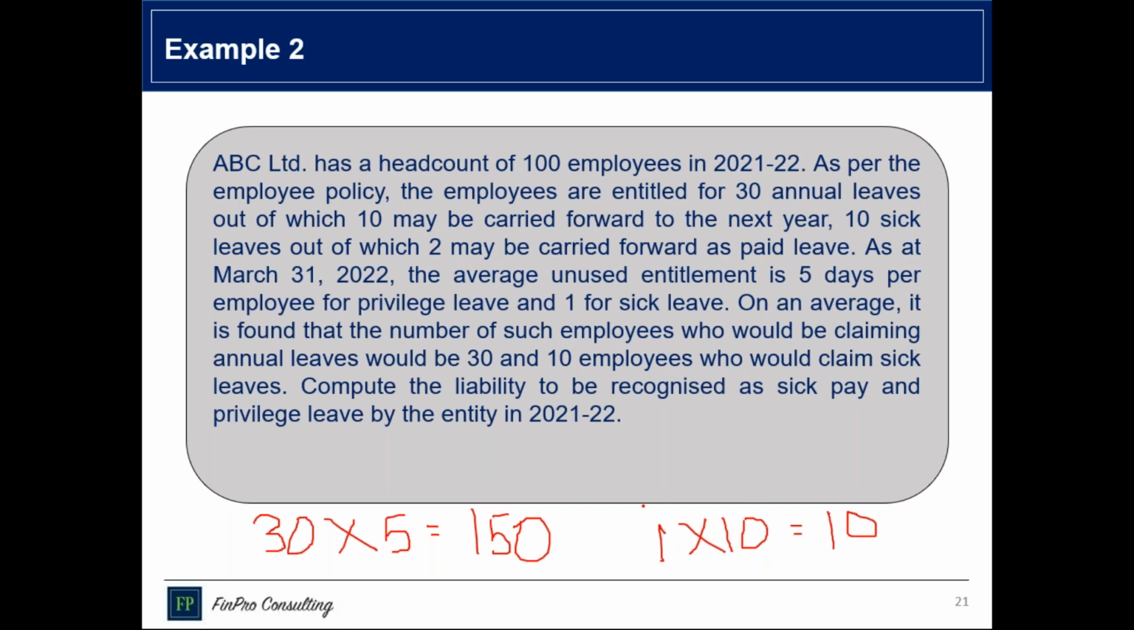So 150 plus 10 is basically the total liability that would be recognized at the end of 31st March 22.